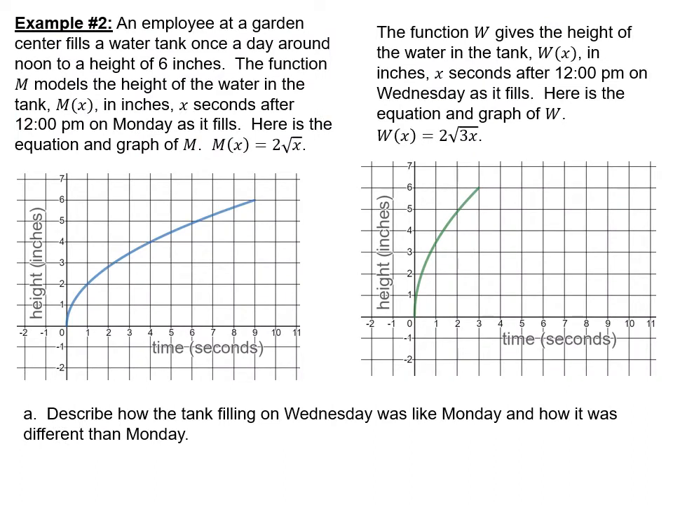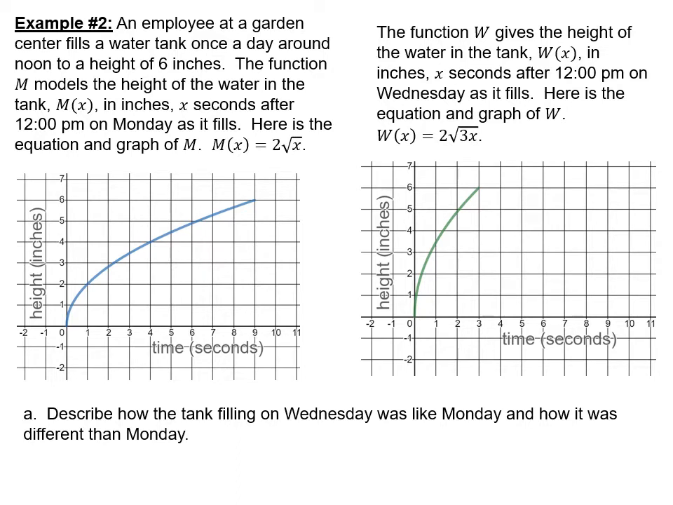Next piece, example 2. An employee at a garden center fills a water tank once a day around noon to a height of 6 inches. The function m models the height of the water in the tank, m of x in inches, x seconds after 12 p.m. on Monday as it fills. Here's the equation and graph of m below. M of x is equal to 2 square root of x.